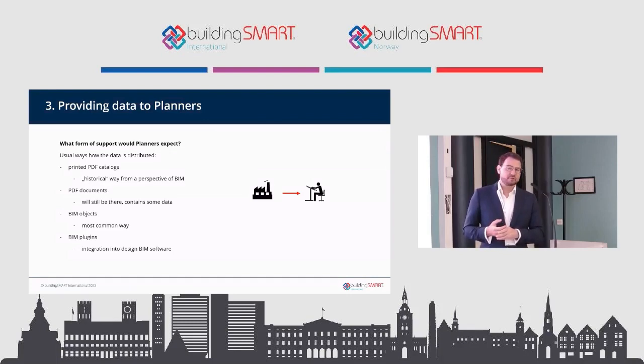And the most common way are BIM objects, which are standalone files, which are usually provided through some portals or on the manufacturer's website. So this is what the planners expect. And sometimes manufacturers also have BIM plugins. That's a direct connection to the design software, where they can search for the product and put it inside the project. I would say this is the most effective way to handle data, because you can basically rely that it's up to date.